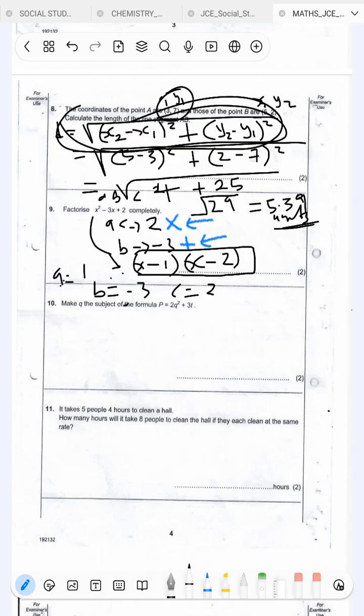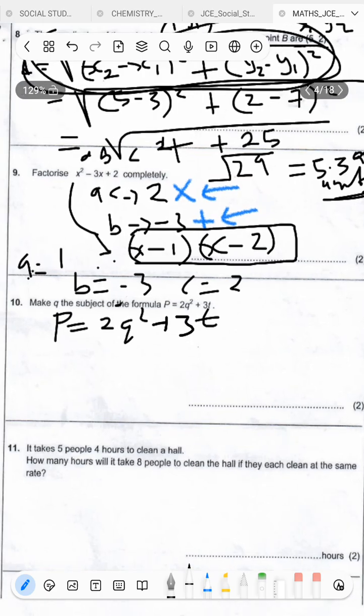All right, let's continue. Make q the subject of the formula. There is our equation: P is equal to 2q squared plus 3t.